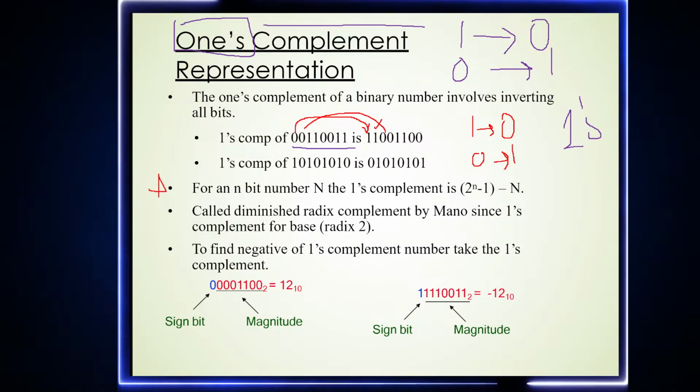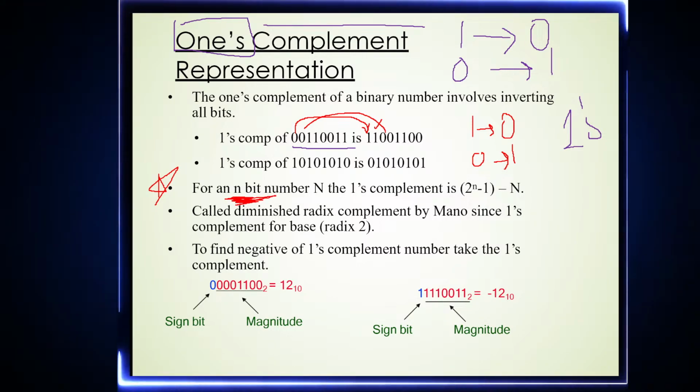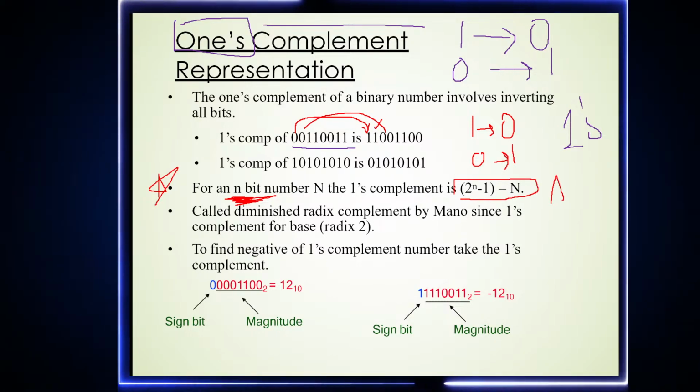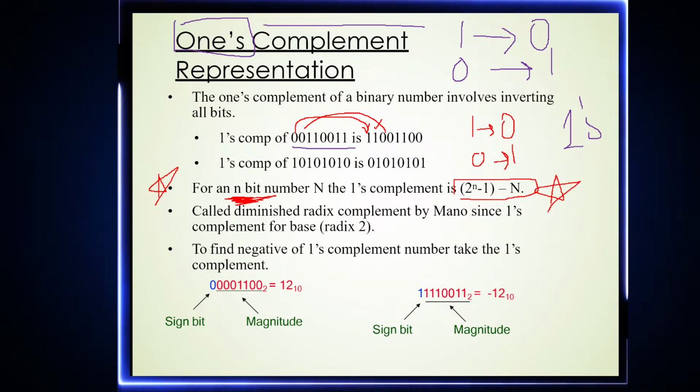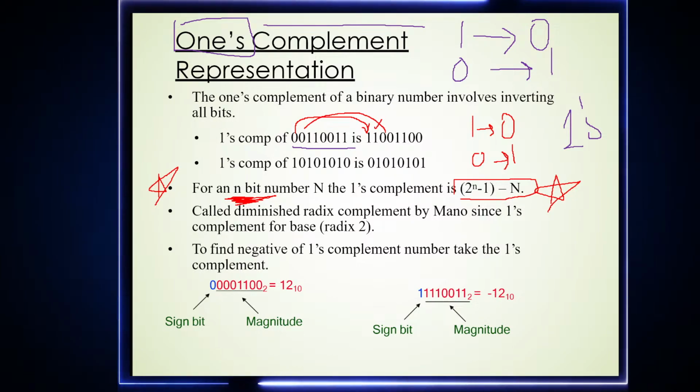Yes, now this is an important point that you need to remember. If there is an n bit number, what will be the ones complement? Remember this formula. The ones complement will be 2 raised to n minus 1 minus n. Right? Remember this formula because there was one of the previous year questions where we had to know this formula in order to solve the question.